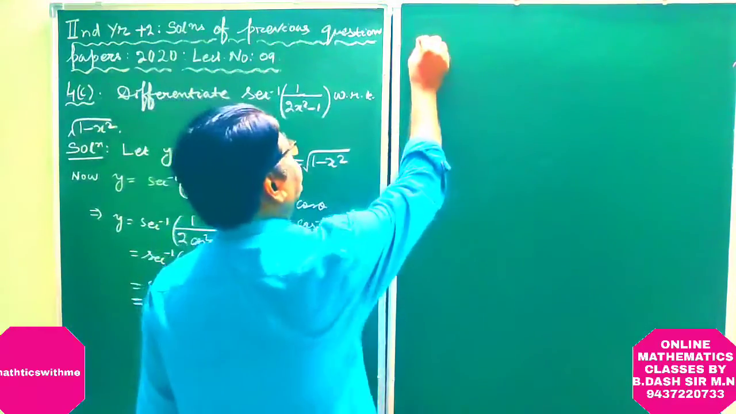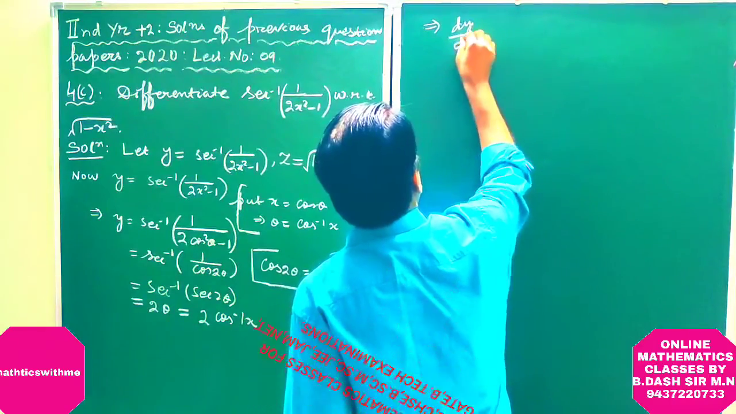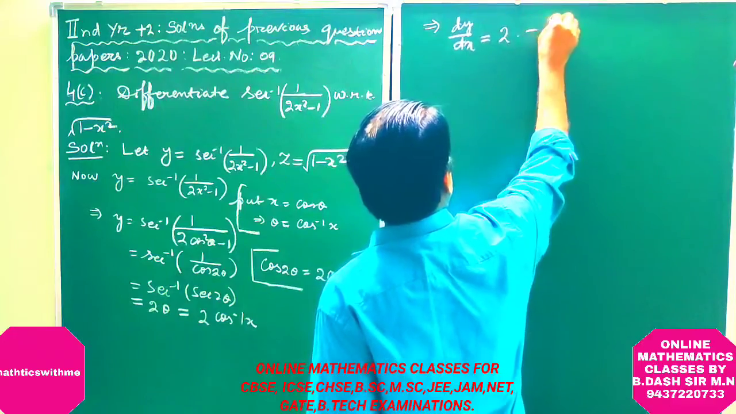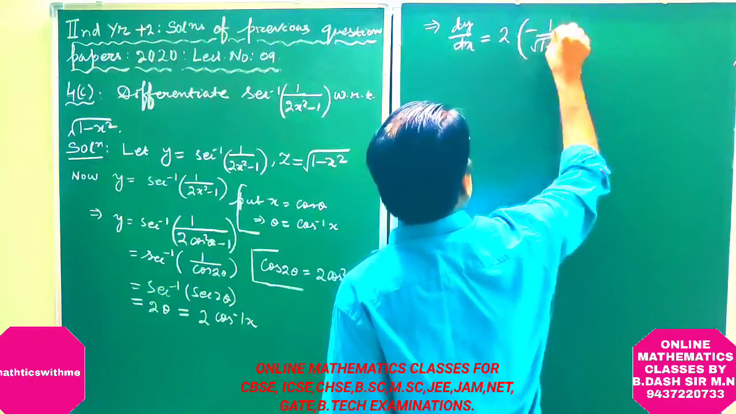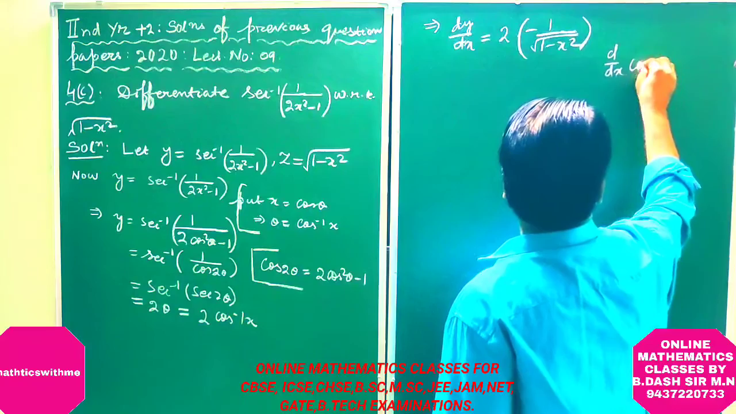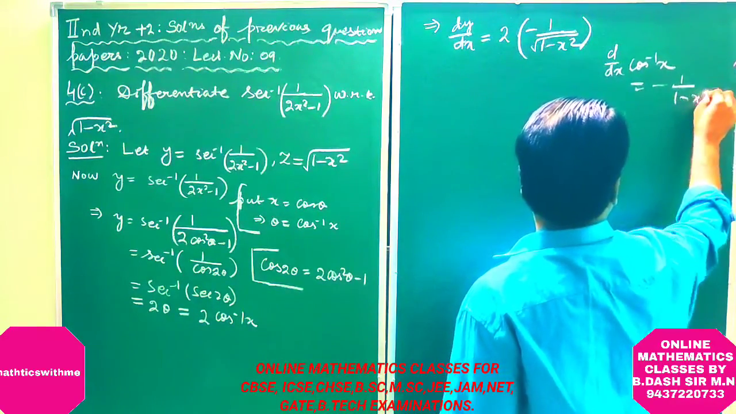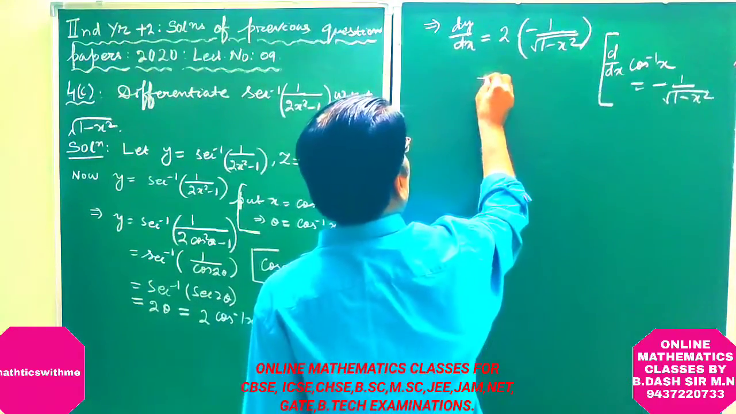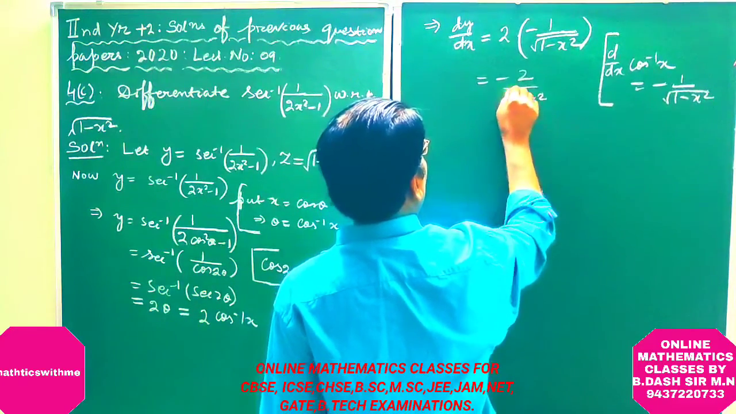So this implies dy by dx is equal to 2 into minus 1 by √(1 minus x²), since the derivative of cos inverse x is equal to minus 1 by √(1 minus x²). This is minus 2 by √(1 minus x²).